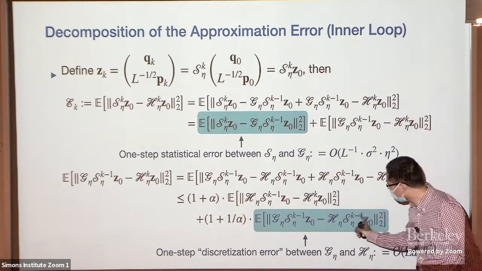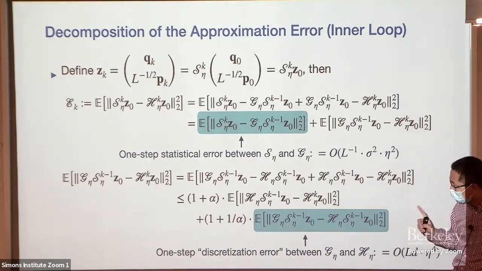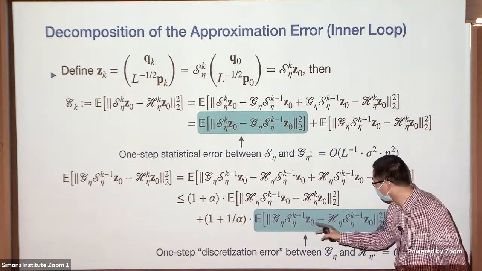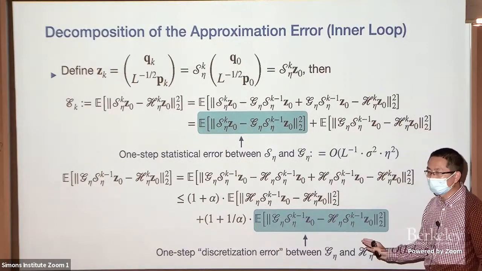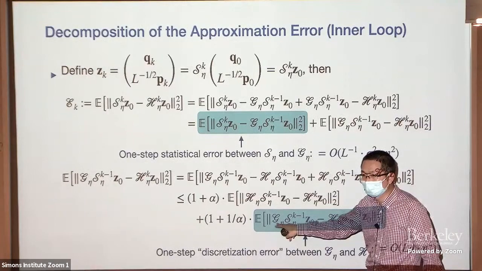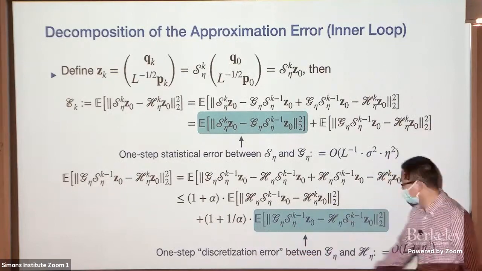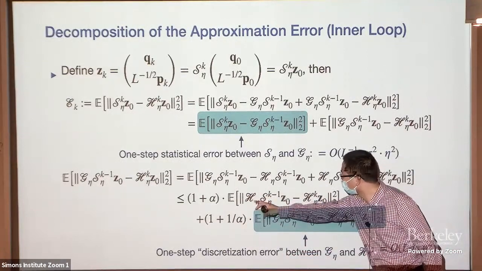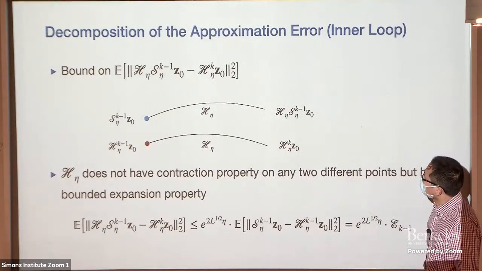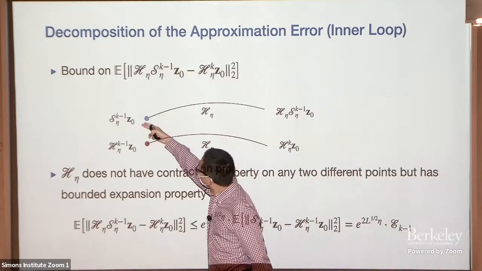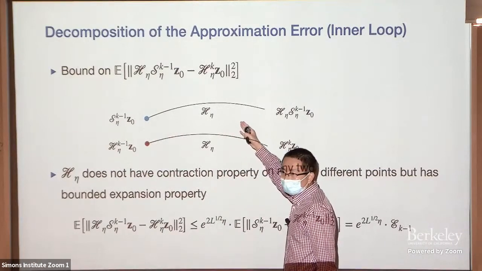Okay, and now let's take a closer look at this term. It is nothing but the discretization error, because you can see from S_eta^(k-1) z_0, from the same point, you either do the conditional expected gradient update or you do the exact update. So this is the discretization error. And the remaining thing is to bound this term. In order to bound this term, we can view it as starting from two different points, this blue point and this red point denoted here, applying the same operator H_eta.